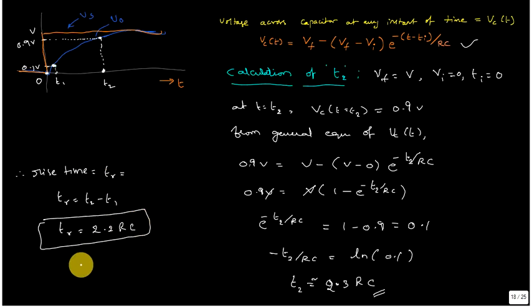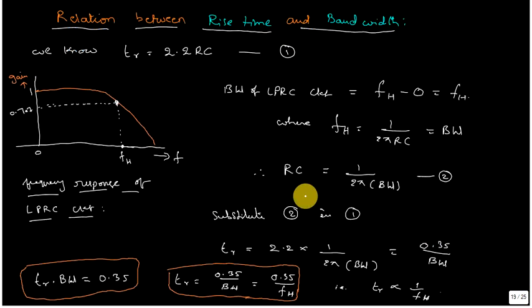So rise time of the output waveform is totally depending on time constant of the circuit. It doesn't depend on the applied input voltage. Again, rise time of the output waveform is totally depending on time constant of the circuit. It doesn't depend on the applied voltage. Remember that point. Next, we'll go for the relation between rise time and bandwidth.